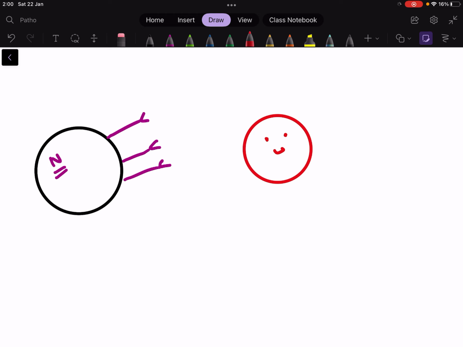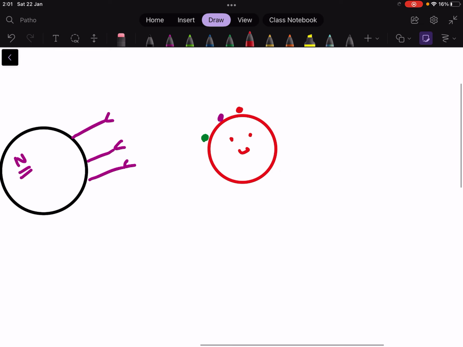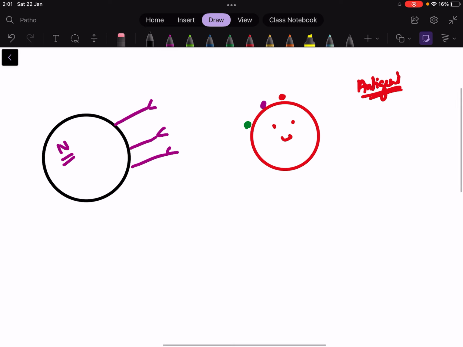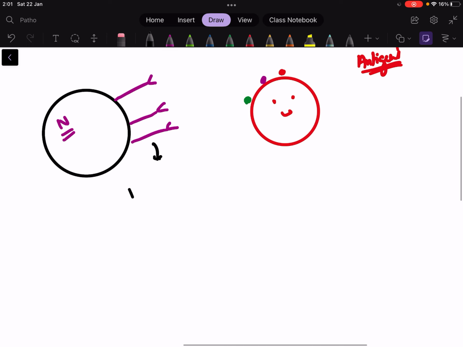and this bacteria has certain types of patterns. Like here is a green pattern, here is a purple pattern, and here is your red pattern. These patterns are nothing but the antigens which are present on microbes. So in order to recognize these patterns, the neutrophil has pattern recognition receptors.